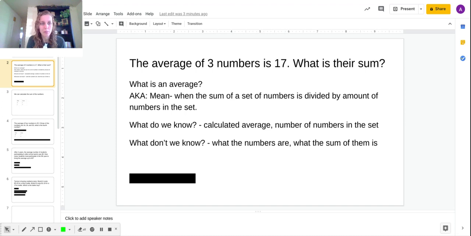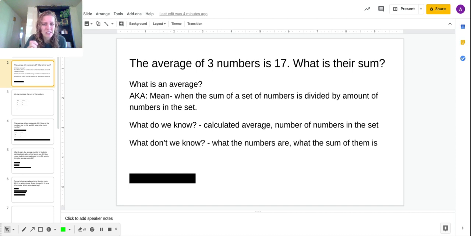The average of three numbers is 17. So what is their sum? Okay, so we know what the average equals. So when they added these, we know what the calculated average is. When we add these three numbers up and divide by 3, we know that equals 17. We also, like I have already said, there are three numbers in the set. So we know we're adding three different numbers, and we're dividing them by 3 to get our 17.